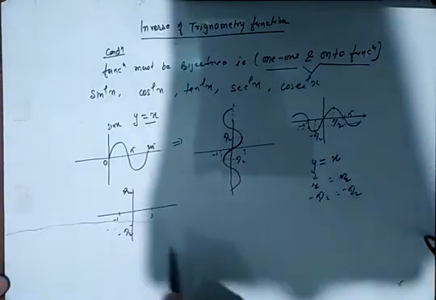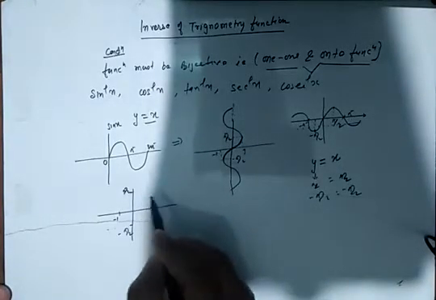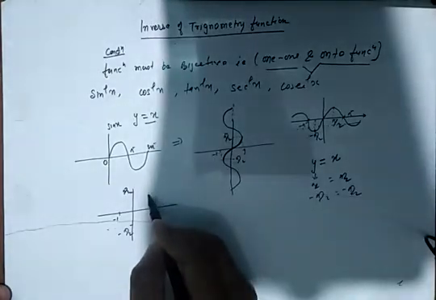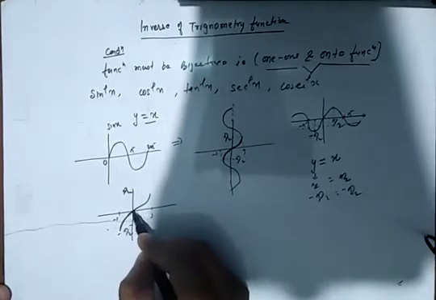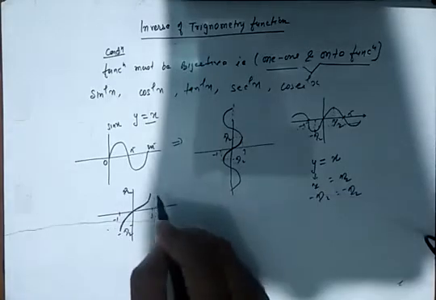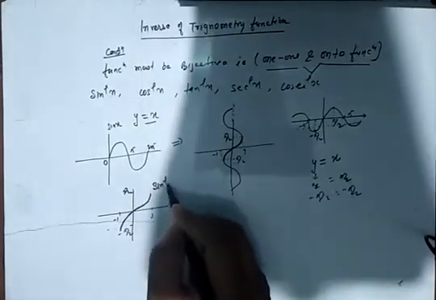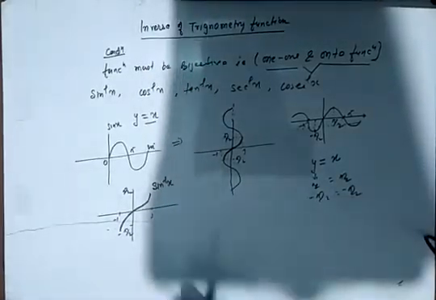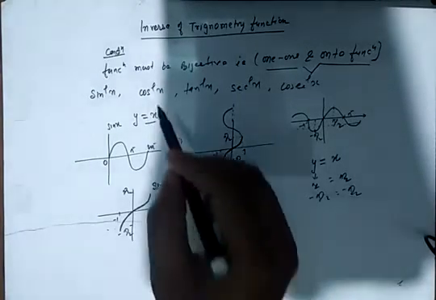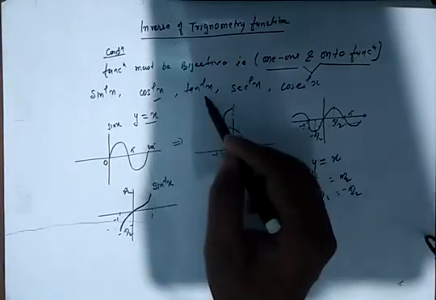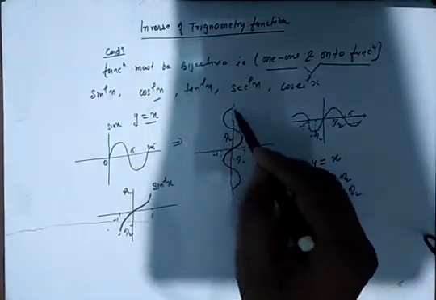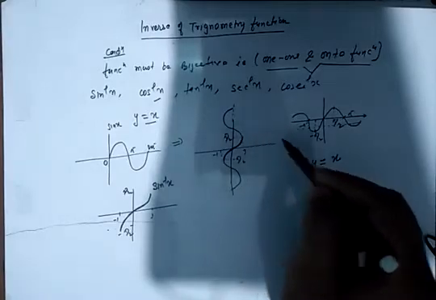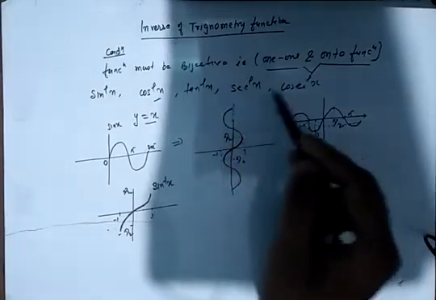Okay, so what you can see, one pair is the same here, up to these lines you can draw this. So this function is the inverse function, sine inverse x. In a similar way, you can draw cos inverse x, tan inverse x, sec inverse x, and cosec inverse x. I have only explained sine inverse x in detail. In a similar manner, you can draw these functions.